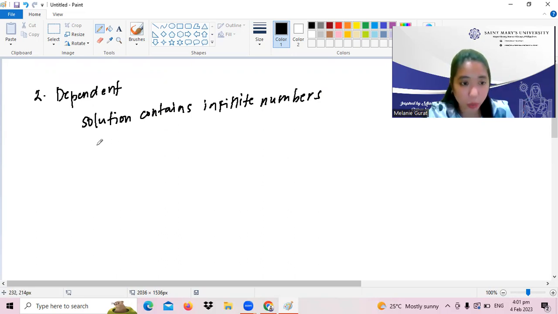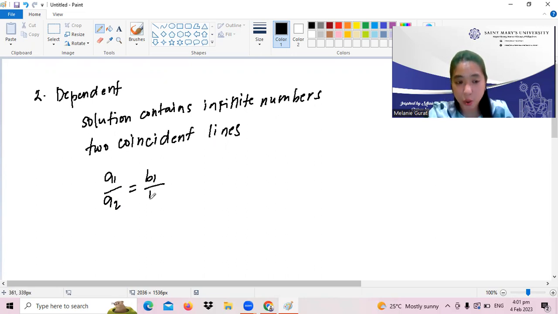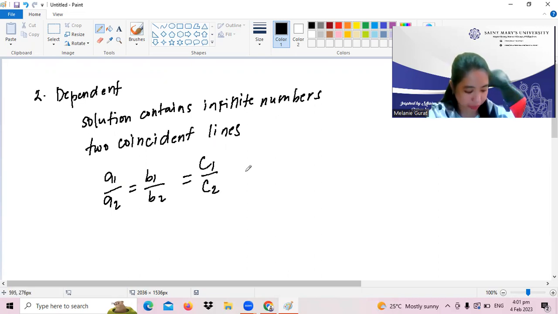or they are the so-called coinciding or coincident lines. How can we determine that our system of linear equations is dependent? That is if a sub 1 over a sub 2 is equal to b sub 1 over b sub 2, which is also equal to c sub 1 over c sub 2. So using again the ratio test.